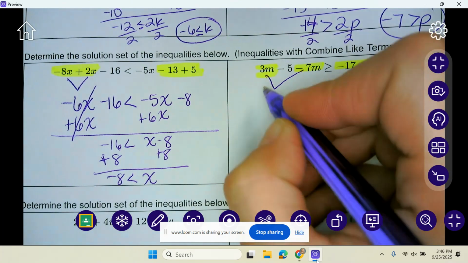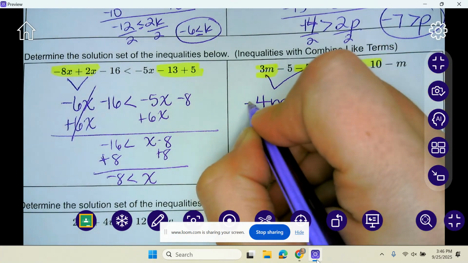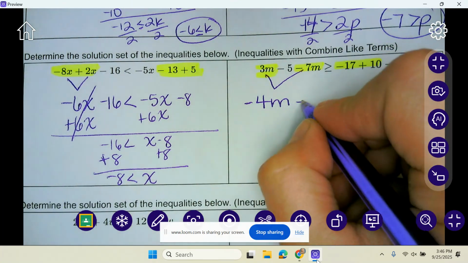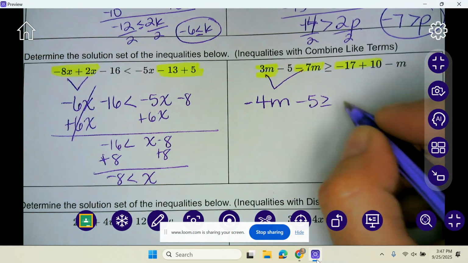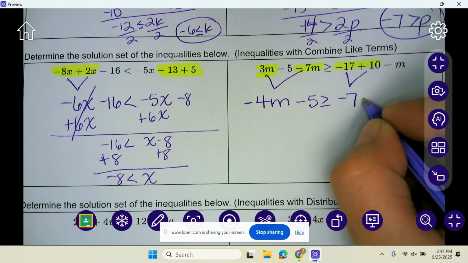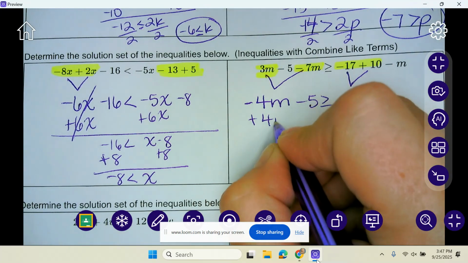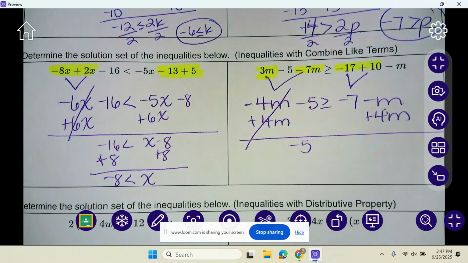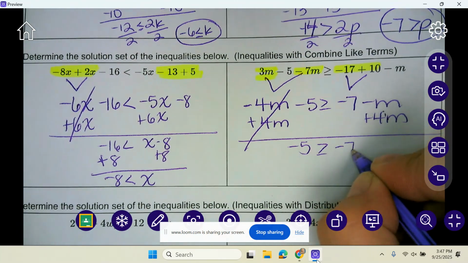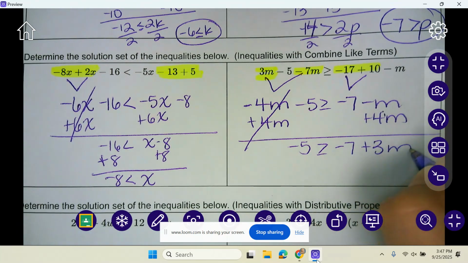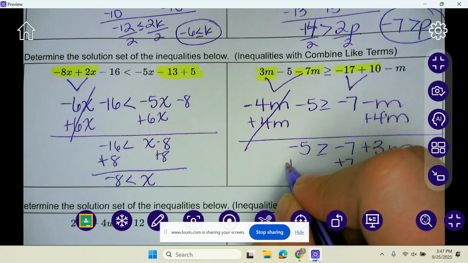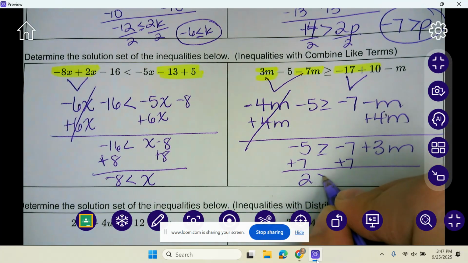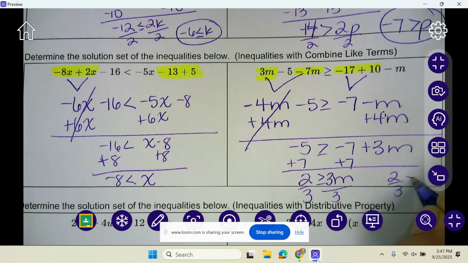All right, so these two combined is going to be 4m. Sorry, negative 4m. And then minus 5. These two combine to be negative 7. So I'm going to move my small m over. Cancel right there. Add 7. m. And then divide by 3. 2/3 is greater than or equal to m.